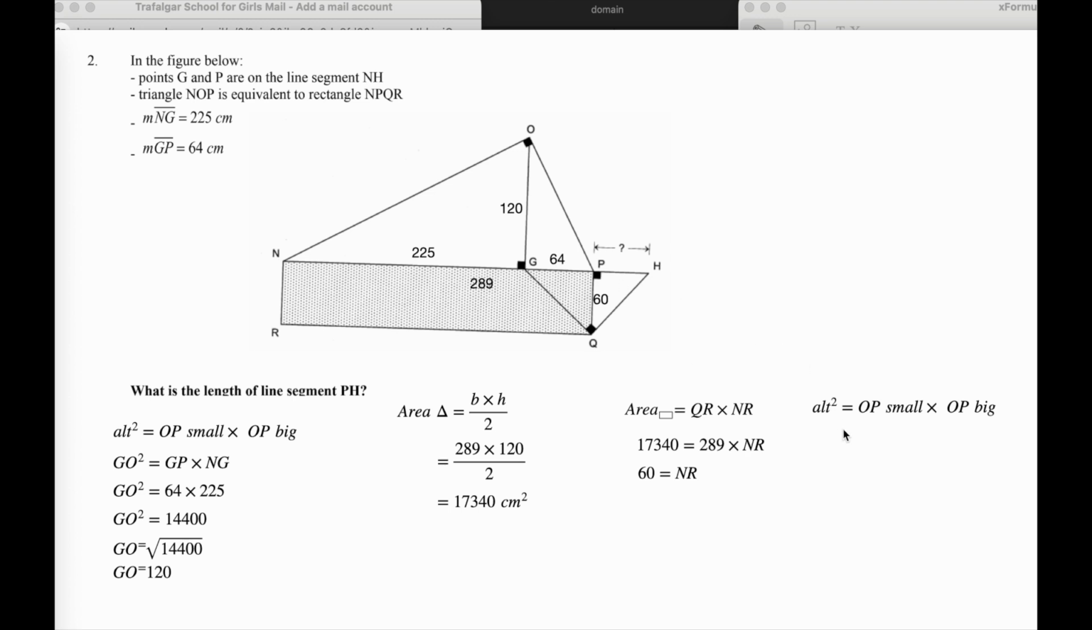The altitude of the small triangle squared is the orthogonal projection of the small side times the orthogonal projection of the big side. PQ, 60 squared, is equal to HP times 64, which gives us 3,600 divided by 64 is HP, which is 56.25 centimeters. HP is 56.25 centimeters.